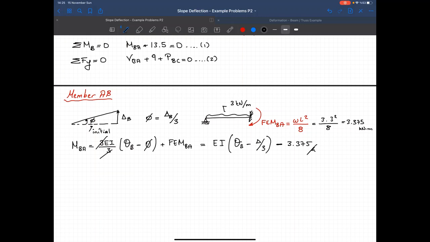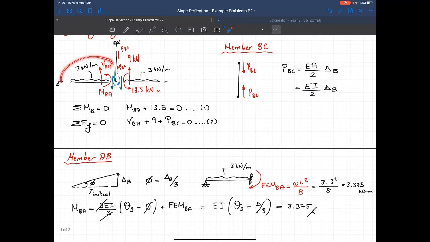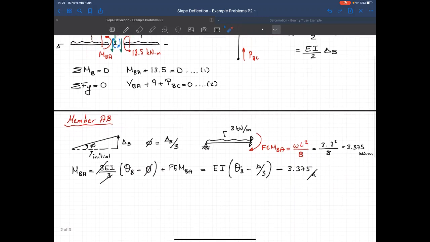Now I also have to calculate the shear force VBA. So again, I'm looking at this free body diagram. I'm taking moment with respect to point A. So the moment at A equal to 0, and that's equal to VBA times the length 3 plus MBA minus the moment due to the uniformly distributed load.